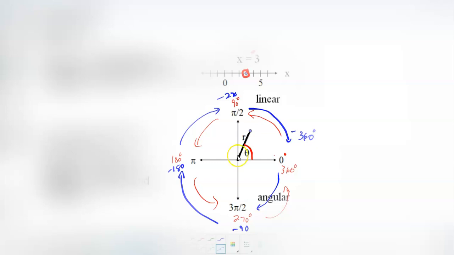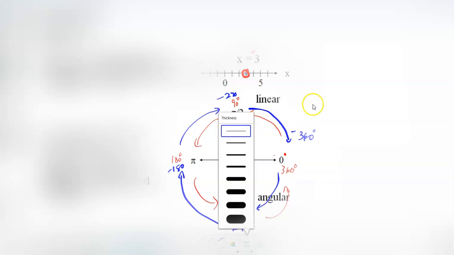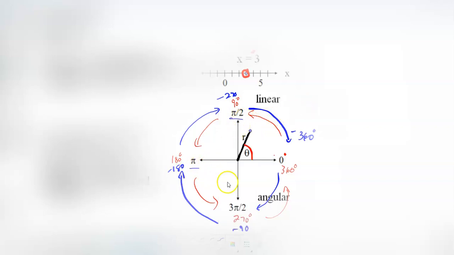You're probably more familiar with degrees than what we're going to use, which is radians. If you remember pi radians from your algebra or trig or pre-calc class, it talked about pi over 2 and pi and 3 pi over 2. So it's just a different way to measure. It's a different unit of measurement.